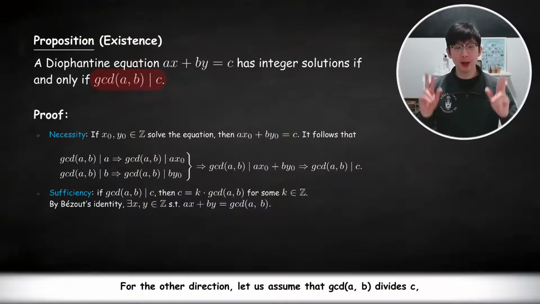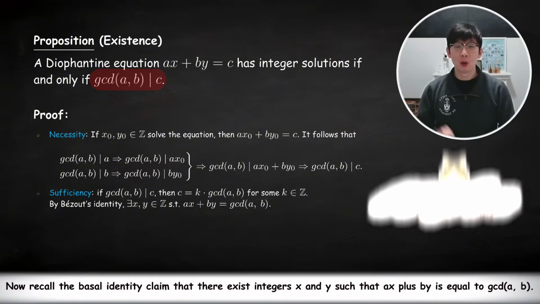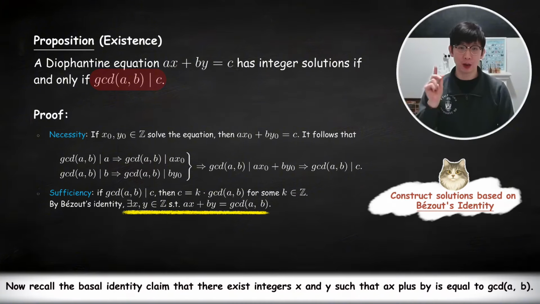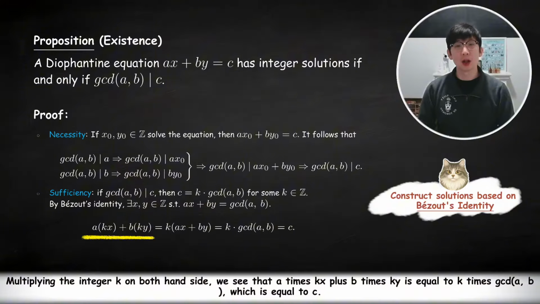For the other direction, let us assume that gcd(a,b) divides c, which means that c is equal to k times gcd(a,b) for some integer k. Now, recall the Bezout identity claims that there exist integers x and y such that ax plus by is equal to gcd(a,b). Multiplying the integer k on both sides, we see that a times kx plus b times ky is equal to k times gcd(a,b), which is equal to c.